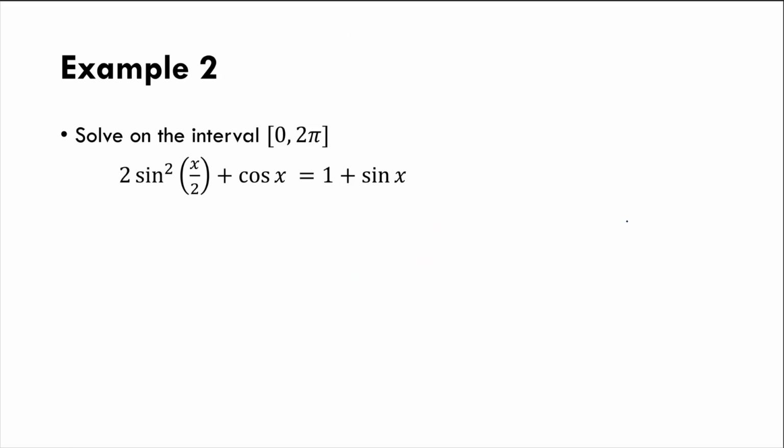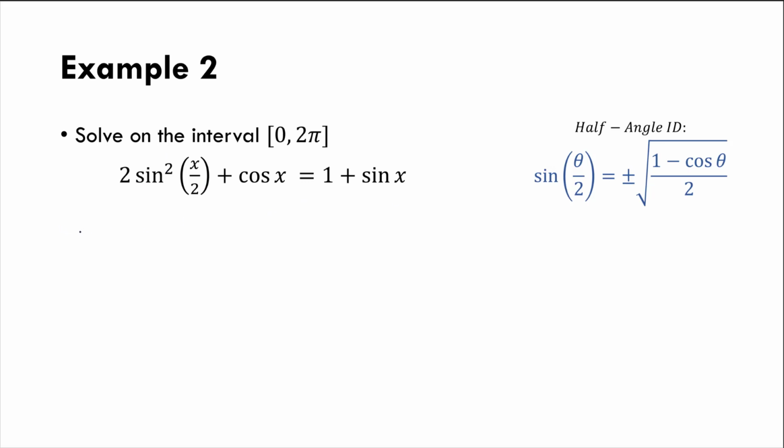Okay, let's take a look at another example. We're asked to solve 2 sine squared x over 2 plus cosine x is equal to 1 plus sine of x on the interval 0 to 2 pi. We're going to use our half angle identity here: sine of theta over 2 is equal to plus or minus the square root of 1 minus cosine theta over 2. I'm going to replace this here with my radical.